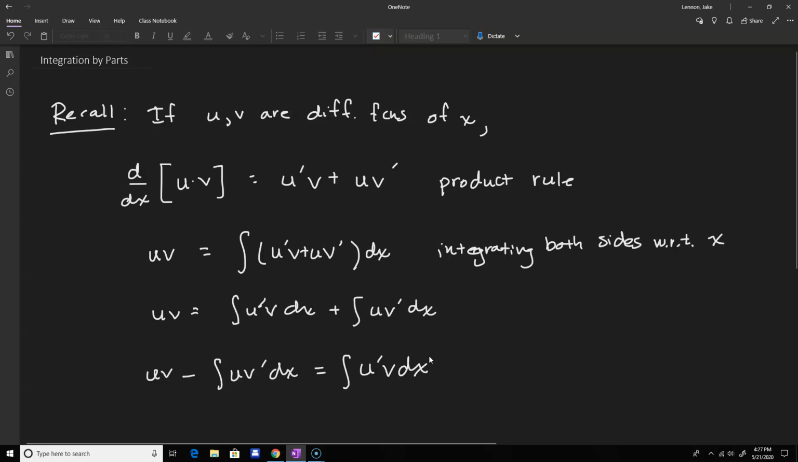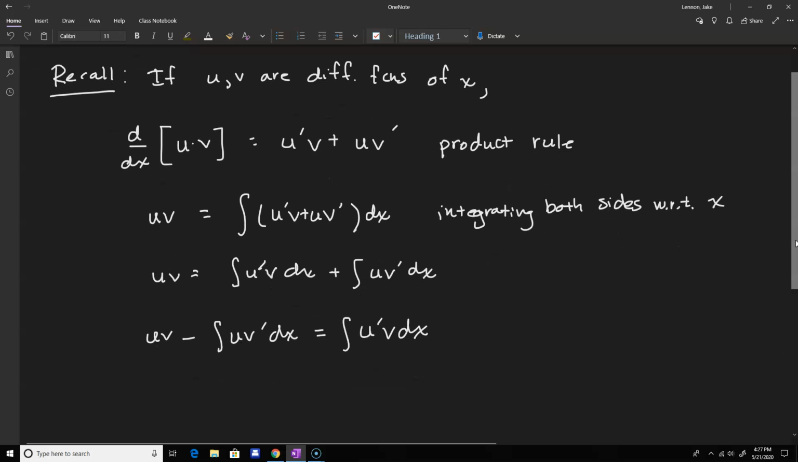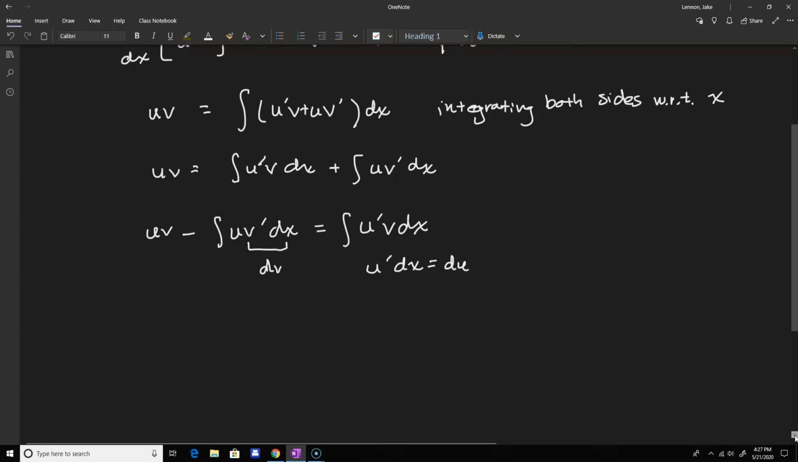Now this might seem very mysterious, but it's actually very clever what we've done. We look at the v prime dx, and we're going to call this dv, and we look at the u prime dx, and we say u prime dx is equal to du. Okay, so we've got these two associations, and this is what gives the integration by parts formula.